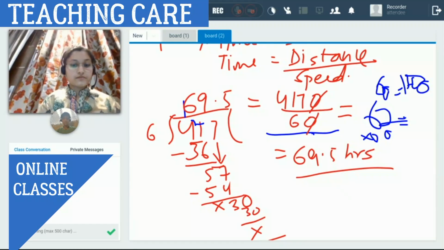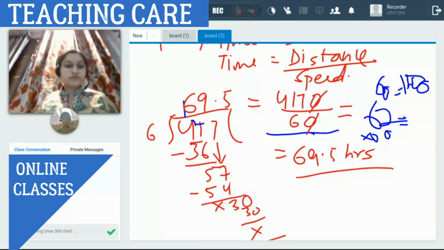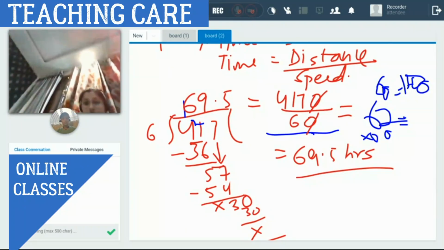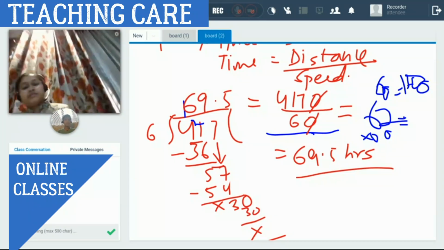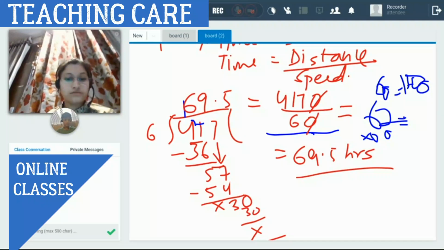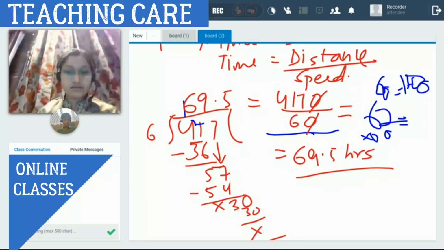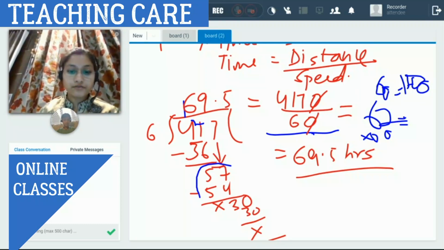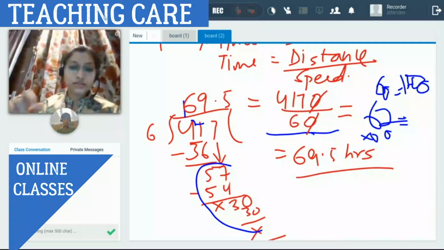Any doubt in the division part? I can repeat if you want. No, I knew this part. I kind of didn't understand this part. Which part, please mark it. I'm not getting this one, this one.